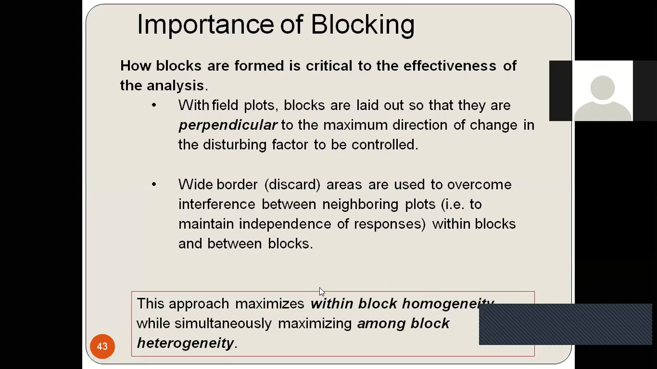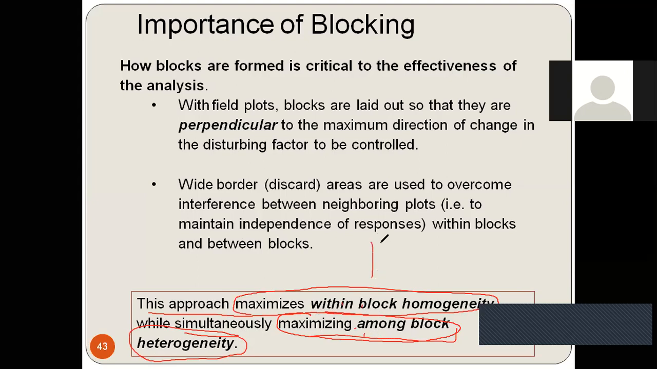Don't forget this important phrase. By blocking, we try to maximize the homogeneity within the block. We try to maximize the within-block homogeneity. At the same time, we try to maximize the heterogeneity between the blocks or among the blocks, right? We try to maximize the heterogeneity among the blocks. Two different things.